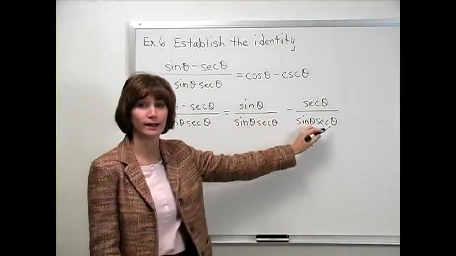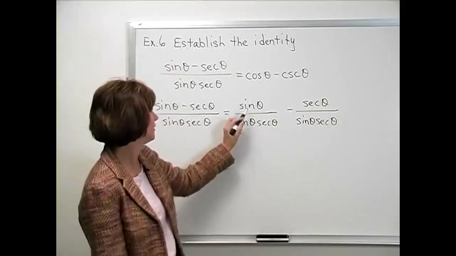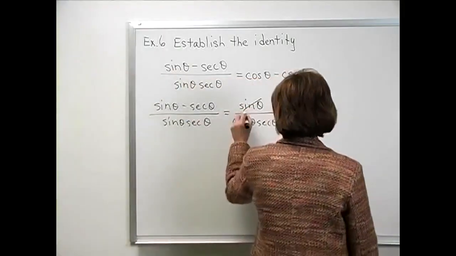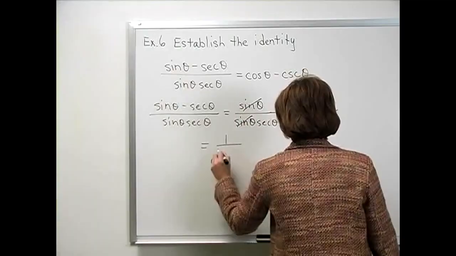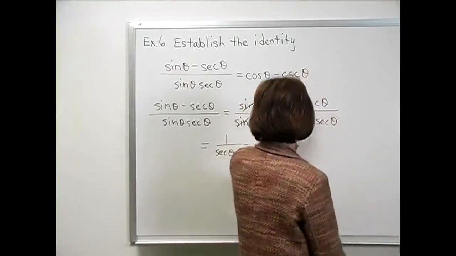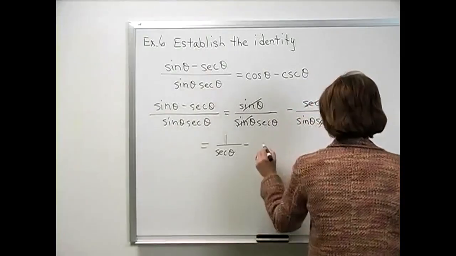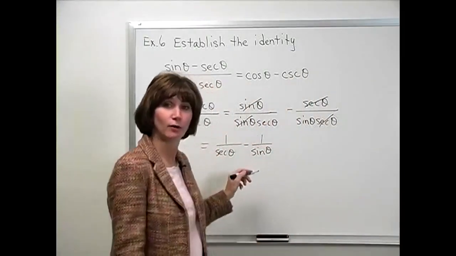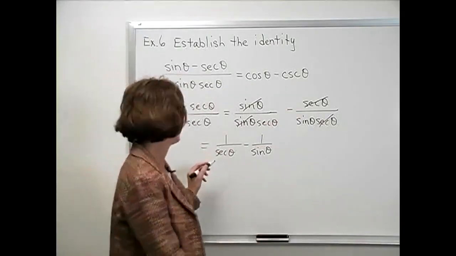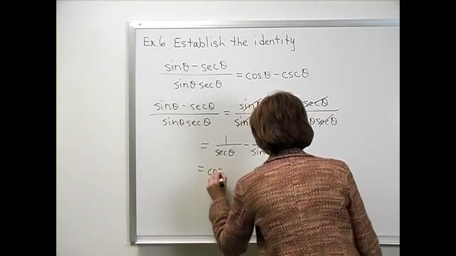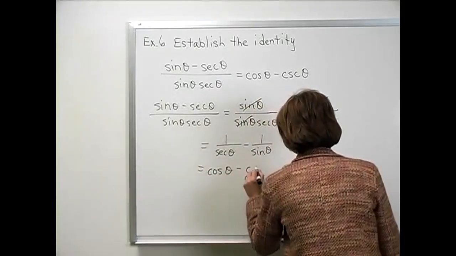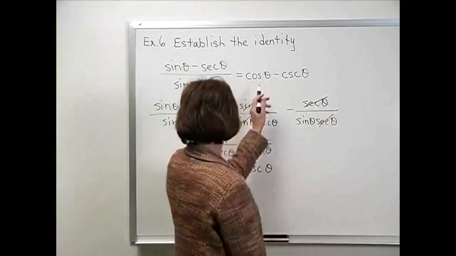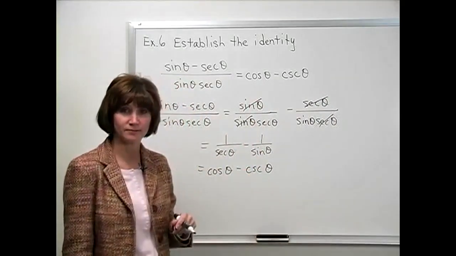Now, when I separate it into these two terms, I notice that in this term I can reduce by a factor of sine theta to get 1 over secant theta, and here I can reduce by a factor of secant theta and get 1 over sine theta. Then, knowing the reciprocal identities, 1 over secant is cosine theta, and 1 over sine is cosecant theta, which of course you can see is the right-hand side.